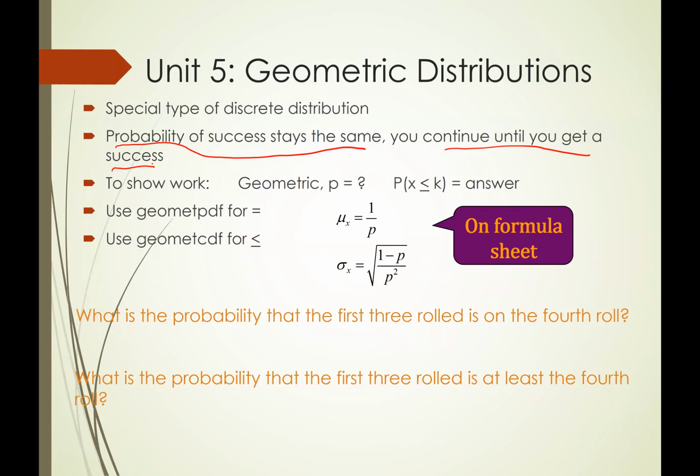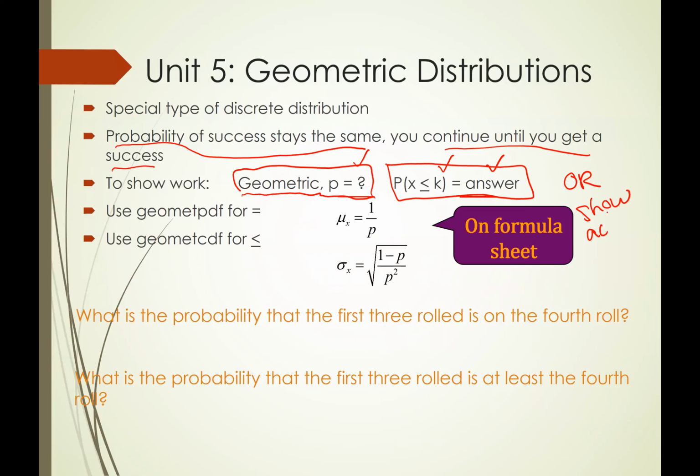To show work, unfortunately, there's not a nice pretty shorthand. So instead, I just write out geometric and then p equals whatever that number is. And then again, so that's describing my distribution. And then I have my probability statement equals my answer. So if I look for your work, I'm looking for this, this, and this. Or do the actual calculations. We use geometric PDF again for equal to. CDF is for less than or equal to.